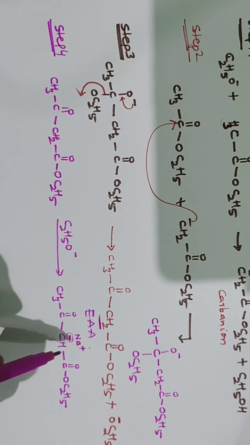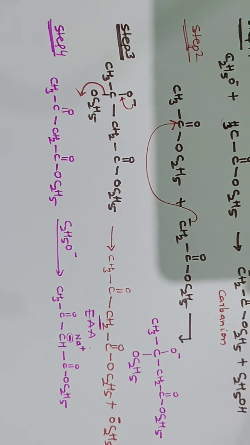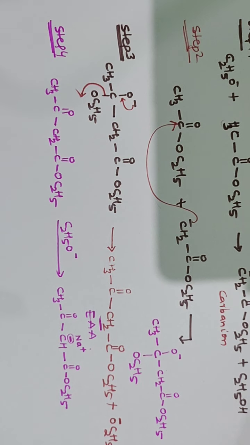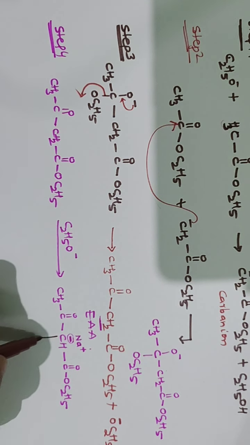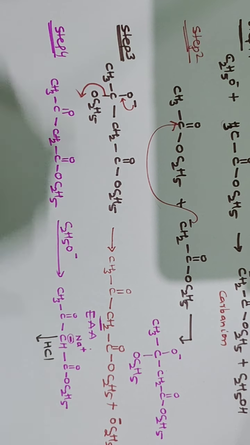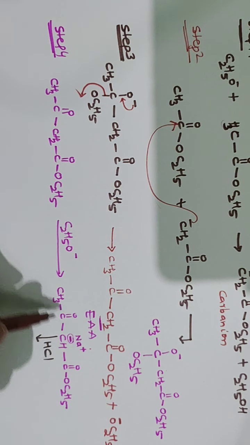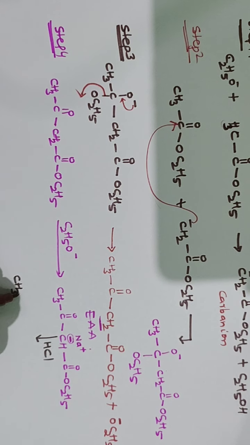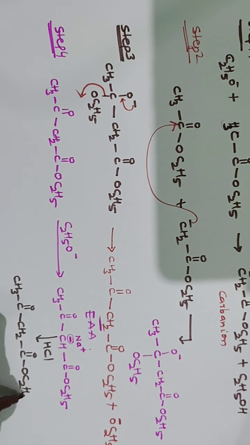So if you want ethyl acetoacetate, you need to go for acidification of that. If you treat this salt with HCl, you need to go for acidification. So what do I get? You get this compound back: CH3, C double bond O, CH2, C double bond O, OC2H5. So that is why acidification is necessary.